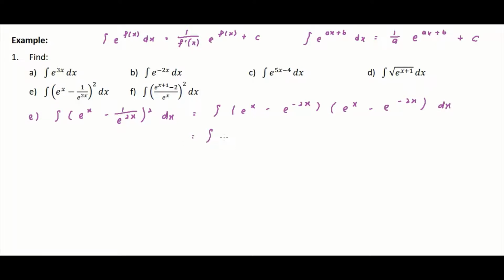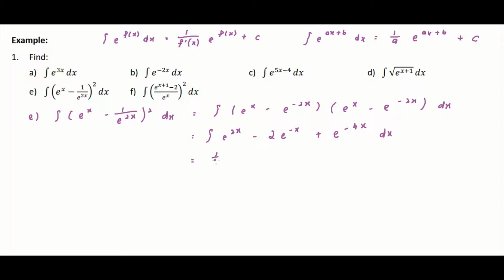So e^x multiplied by e^x, you have e^(2x). Then e^x times e^(-x) is going to be minus 2x... so you have negative x, so negative 2e^(-x), and then plus e^(-4x). You know that when you multiply exponential functions, the indices should be added together. Okay, so this is what you have. So now we can proceed with the integration.